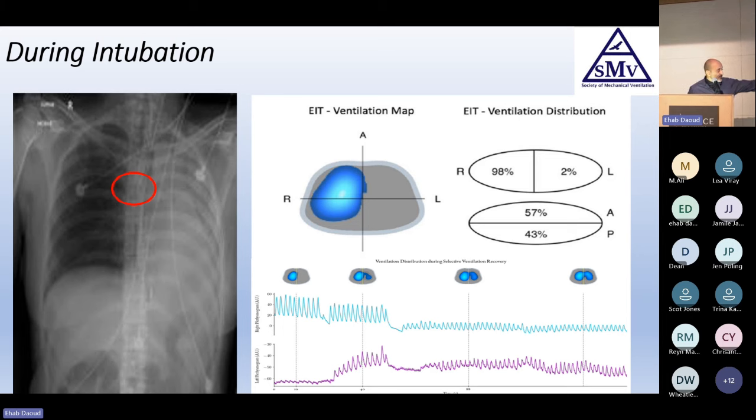And you can see the plethysmography. So what you do is you suspect a right main stem intubation. You start pulling the ET tube up and up, and you can see the images change. Now both lungs are getting air. Instead of 98% in the right lung and 2% in the left lung, now it's like 57%. So it's one very cool, fast way, and you don't even need an X-ray for intubation.